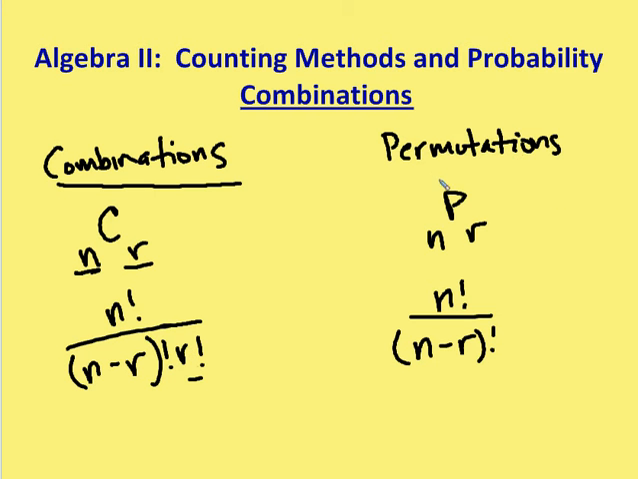And the number of permutations is going to be that same group choosing the same number. Again, order is going to be important. And that equation is n factorial over n minus r factorial. And you can see the difference between the two is that in the combinations case, the r factorial is going to be included as part of the denominator. In the permutation case, it's not.